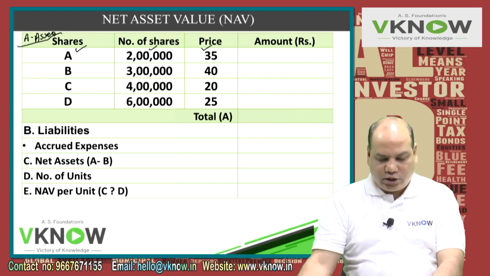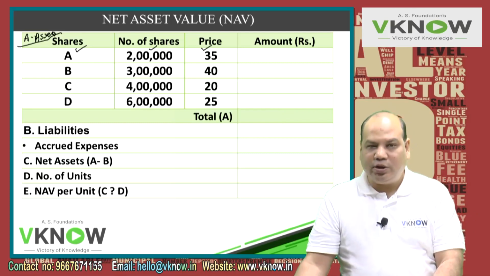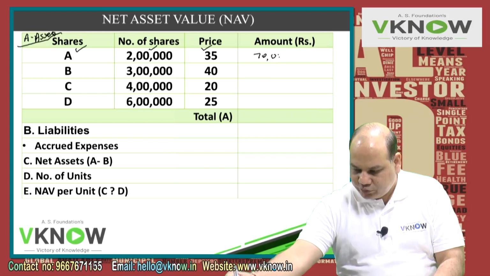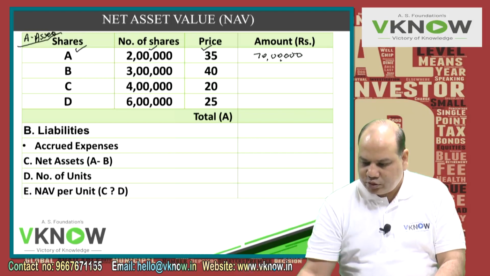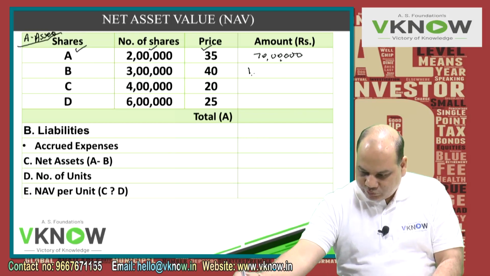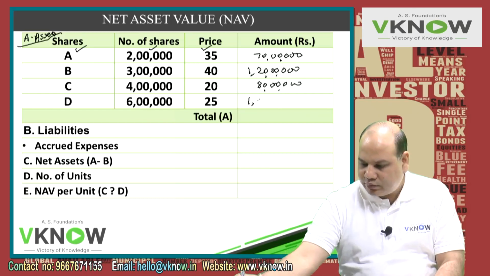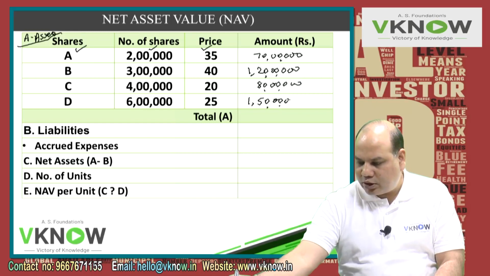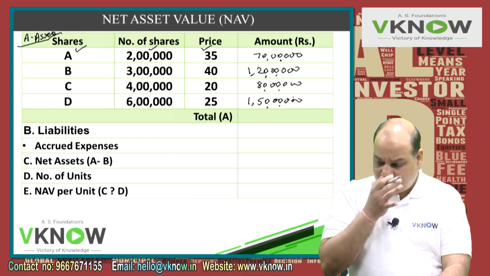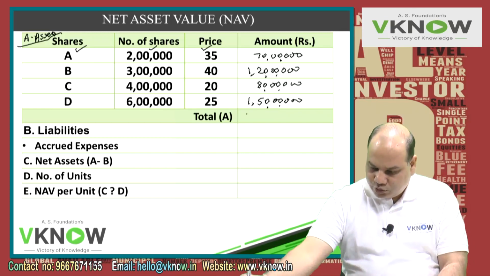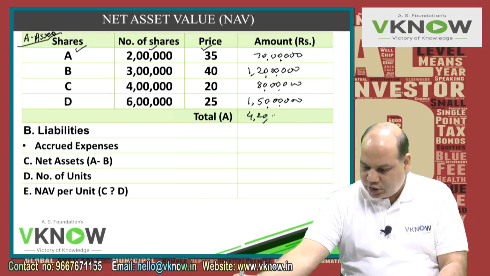So what I'll do, I'll take my calculator and multiply 2 lakh into 35, 70 lakhs. 3 lakh into 40, without calculator, 1 crore 20 lakh. 4 lakh into 20 without calculator today, 80 lakh. 6 lakh into 25, 1 crore 50 lakh. And then take the total, it comes to 4 crore 20 lakhs.